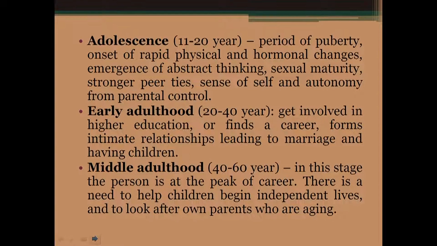Next is middle adulthood, which is 40 to 60 years. In this stage, the person is at the peak of their career. There is a need to help children begin independent lives, and to look after their own parents who are aging. So here there are 3 highlights. The person will be at the peak of their career. They will be making sure that their children become independent and start their life. The children start their own life, and this person who is in middle adulthood will also take care of their parents who are aging.